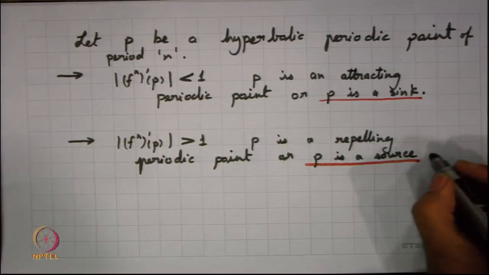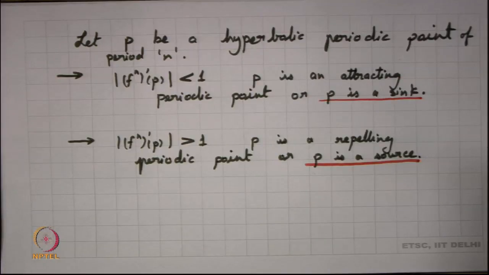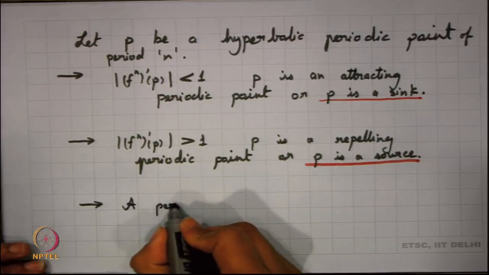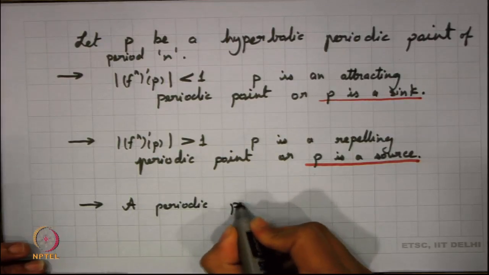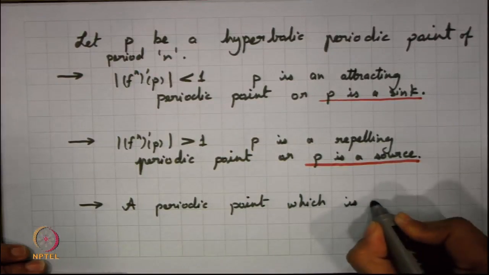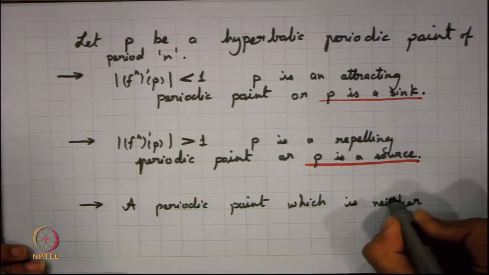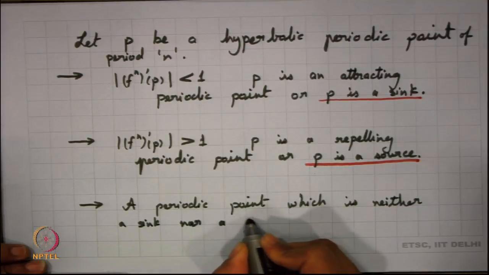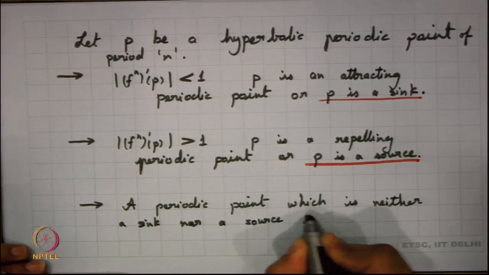Now, we may come up to cases where P is neither a sink nor a source. That means, ideally when we have a periodic point which is neither a sink nor a source, in that case we say that the periodic point is unstable. So, we say that a periodic point which is neither a sink nor a source is called unstable.